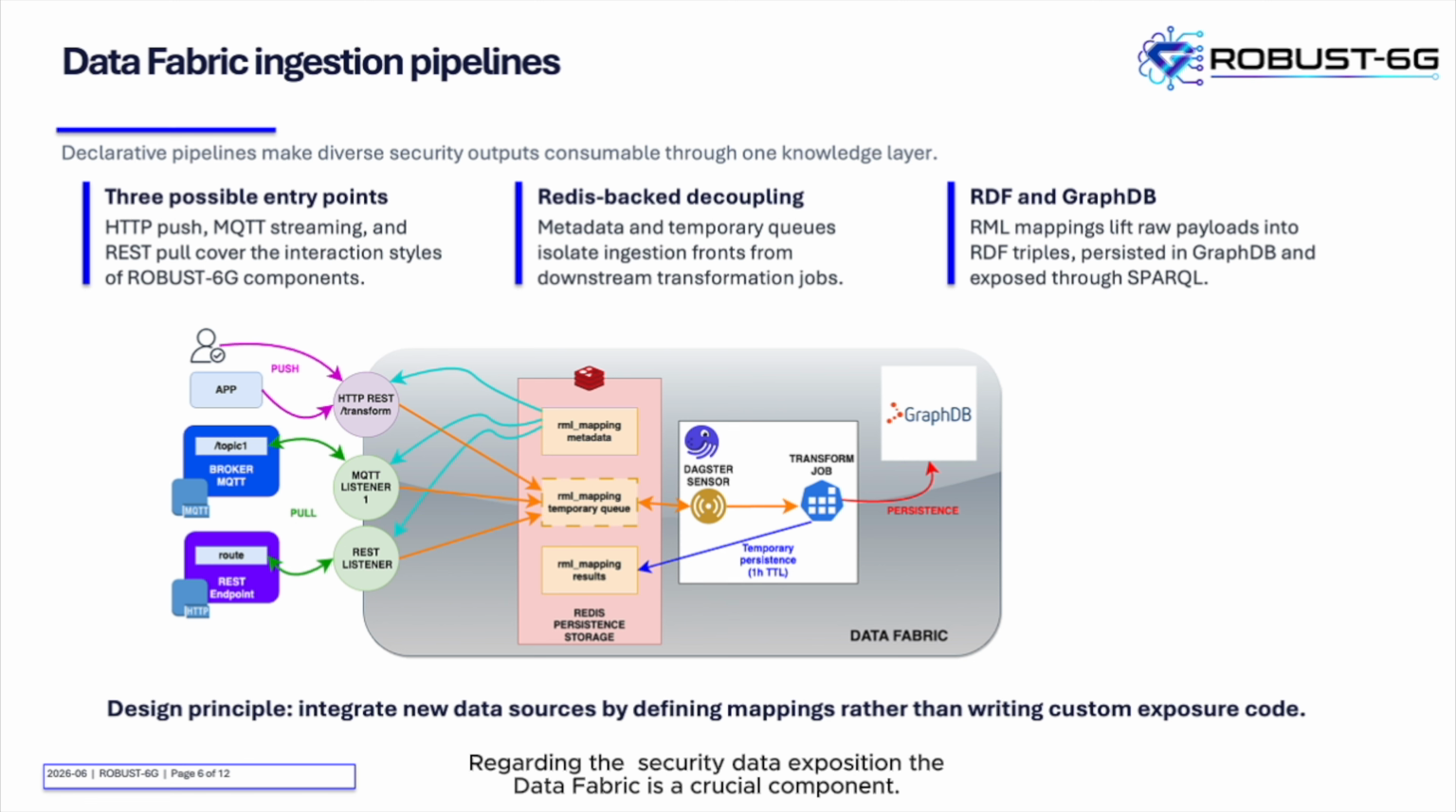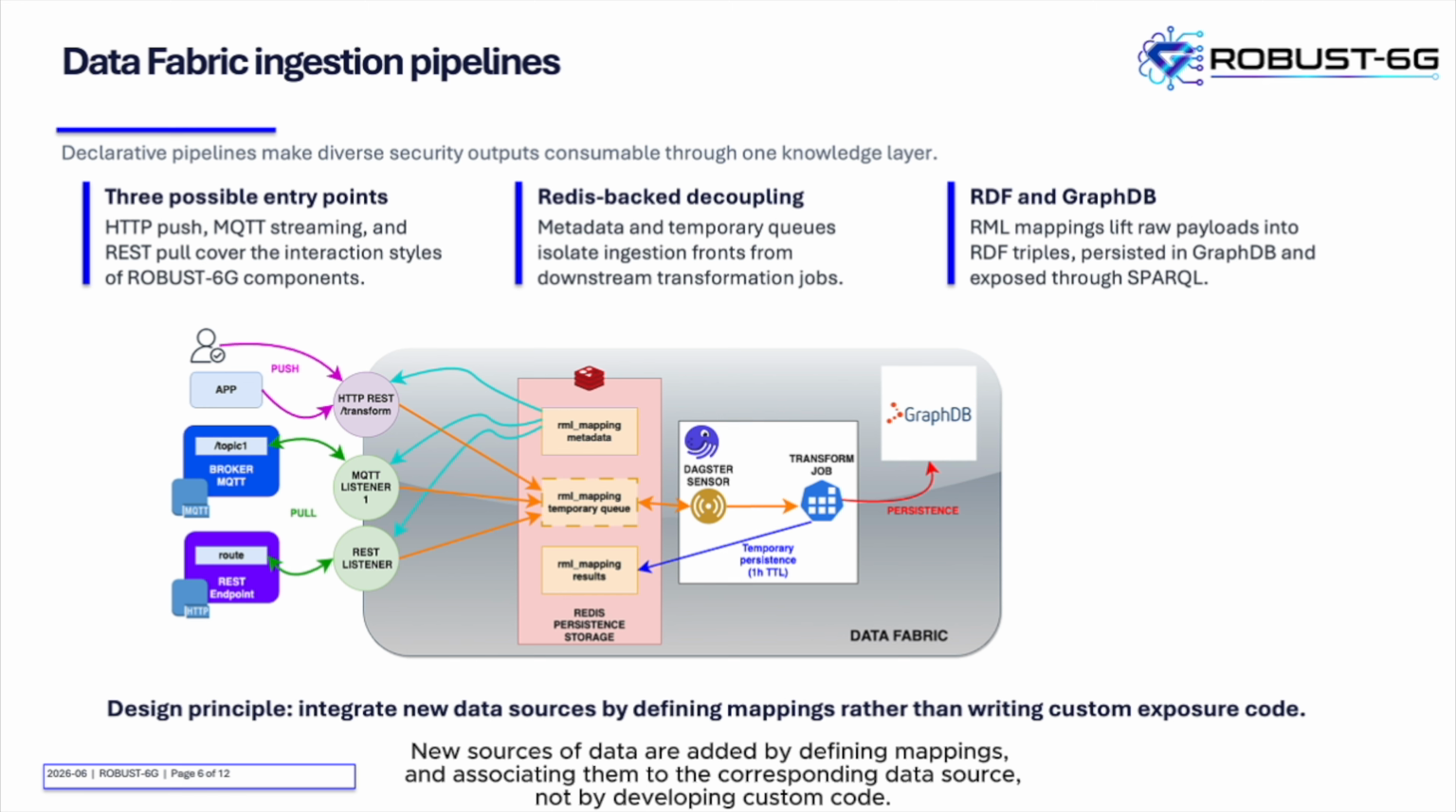Regarding the security data exposition, the data fabric is a crucial component. It is the ingestion backbone. The data fabric manages the incoming data flow through three kinds of entry points: HTTP push, MQTT streaming, and REST pull. At each entry point, an RML mapping is associated to lift, i.e. transform, raw payloads into RDF triples. Then the structured data are persisted in GraphDB.